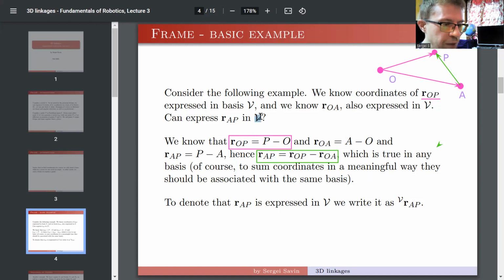Now, if we want to express it in terms of basis V, all we need to do, if we know this basis, is multiply this by V transposed, by whatever matrix whose columns represent this basis transposed, and we get this thing. Do we have any questions here?